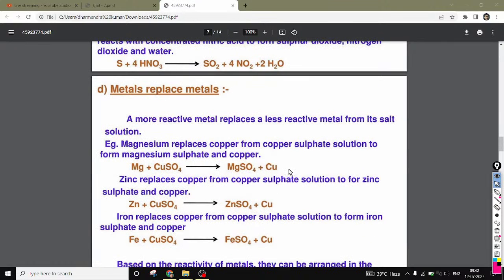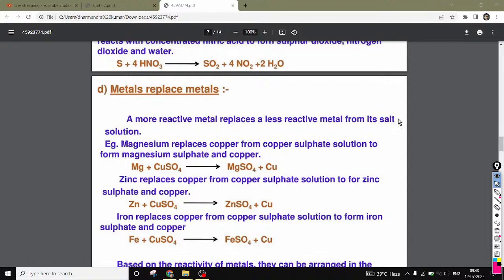Next you have metal replaces metal. How does this reaction take place? Metal replaces metal means if one metal is very reactive, another metal can be replaced by that highly reactive metal, right? As in the classes I have already taught you about the metal reactivity series. If you remember that series, you can easily connect with this how a metal replaces another metal. So a more reactive metal replaces a less reactive metal from its salt solution, right?